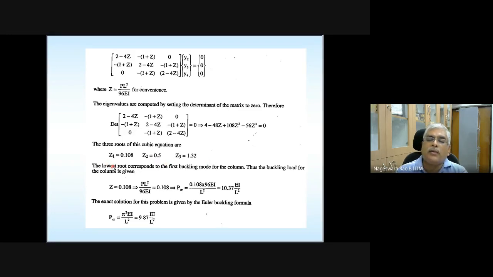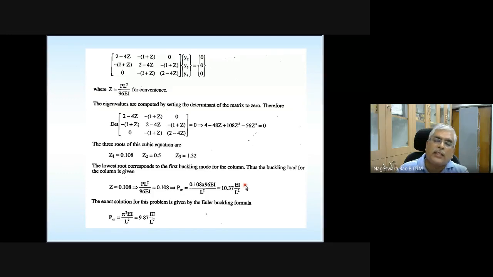So what is this Z1? Z is nothing but PL square divided by 96 EI. So Z1, the lowest eigenvalue, is equated to this, and then you determine what this P is. That is going to be the critical buckling load, the load corresponding to the lowest eigenvalue.